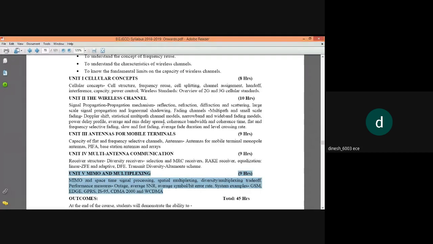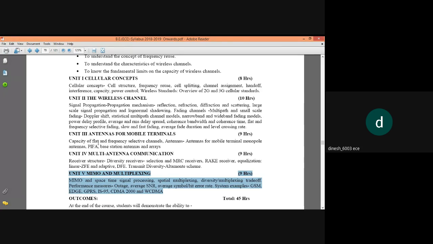In addition to this, we'll be seeing specific examples of mobile communication, which are GSM, Global System for Mobile, EDGE, Enhanced Data Rates, GPRS, General Packet Radio Service, IS-95, Interim Standard 95, CDMA 2000 and WCDMA, which is Code Division Multiple Access 2000 technology, and Wideband Code Division Multiple Access.